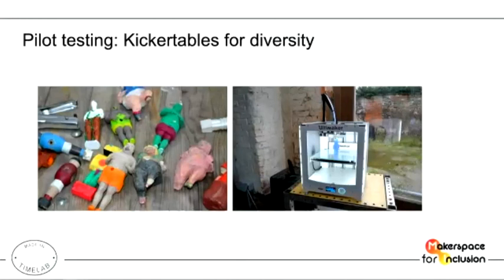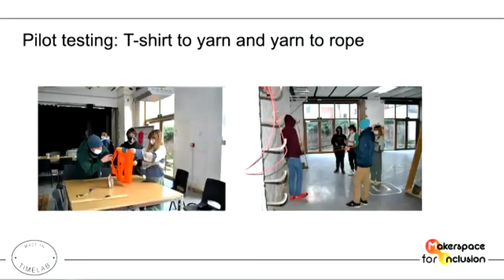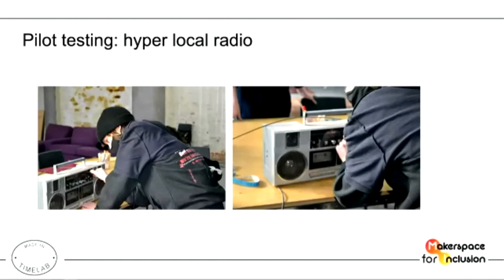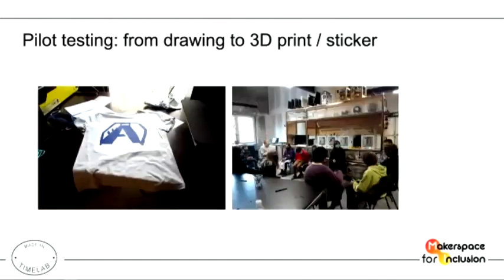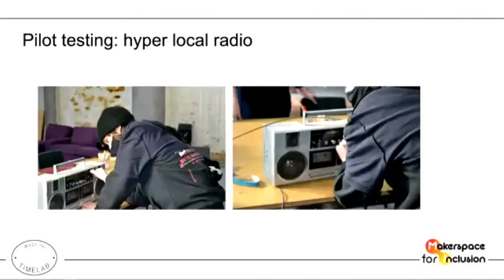Gear Tables for Diversity was the last workshop that we tested with the school. We also did the workshop T-shirt to yarn and yarn to rope. This was made by artist Helena de Smet, and it was also about sustainability and recycling, because we used old T-shirts to turn into yarn and then into a rope. We also did the hyperlocal radio that I already mentioned, made by artist Klina Harmy. And we also did the drawing to 3D print and sticker.